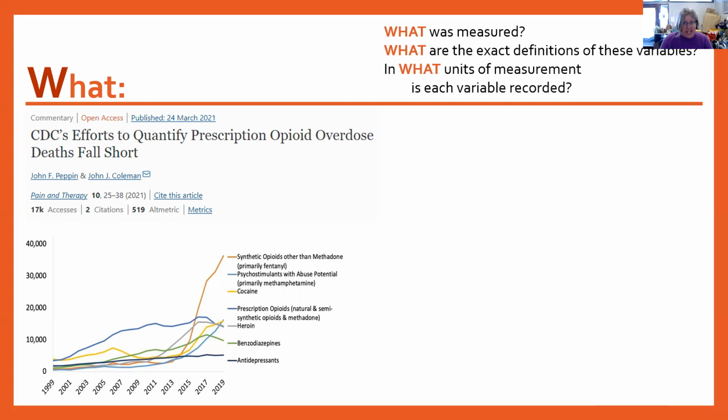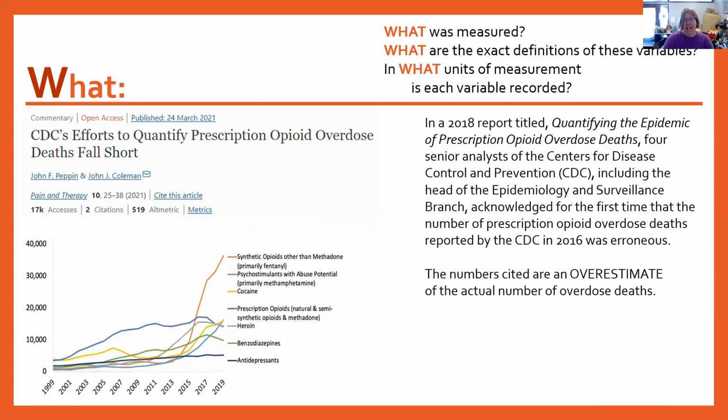So leading statisticians around 2007, 2008 pointed out some serious flaws with how the CDC organized and categorized their data. Unfortunately, nothing ever came of that. So in 2018, 4 senior analysts from the CDC came out and said, yeah, there are some serious errors here, and this number is not correct.